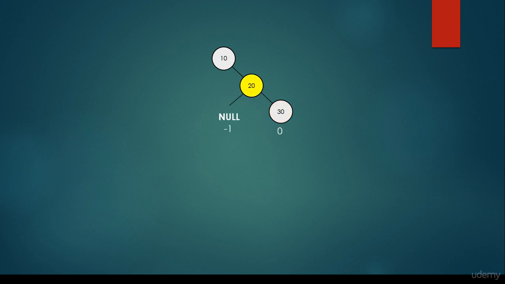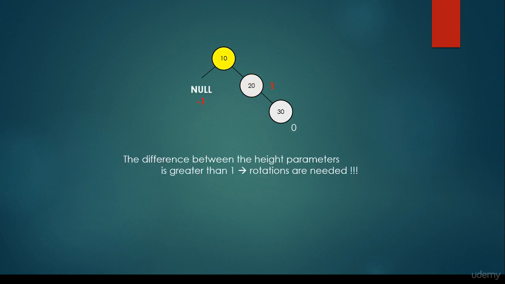What about the 20? It has a null left child with height parameter -1 and the right subtree with a single node 30. Because it is a leaf node, its height parameter is 0. The difference doesn't exceed 1, so that's why this subtree starting at the node 20 is going to be balanced. What about the root node? The root node left child is a null pointer with the height parameter -1, and the right subtree is going to have the height parameter 1.